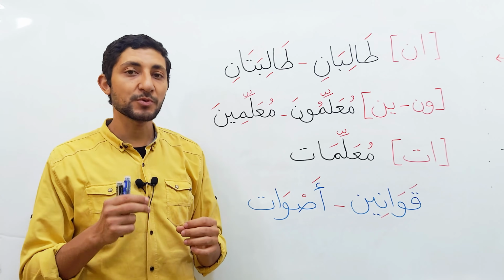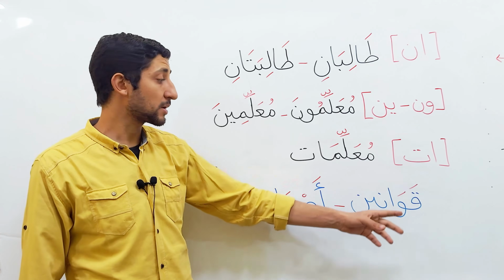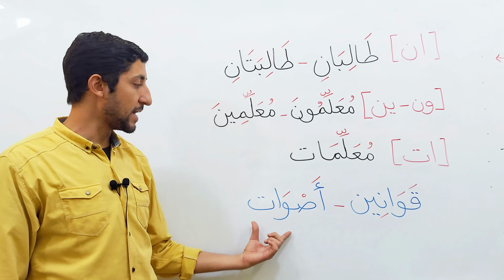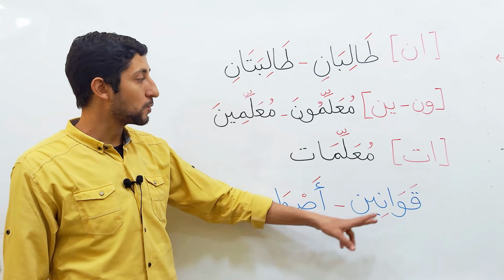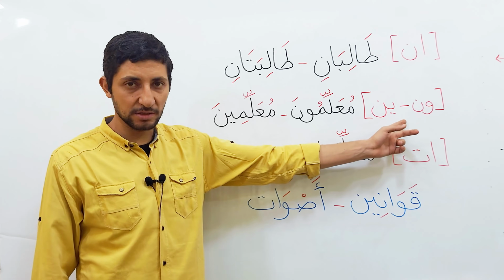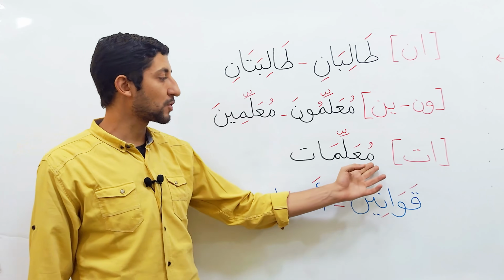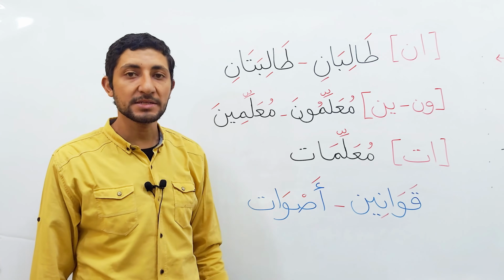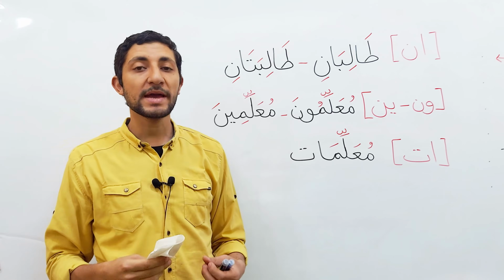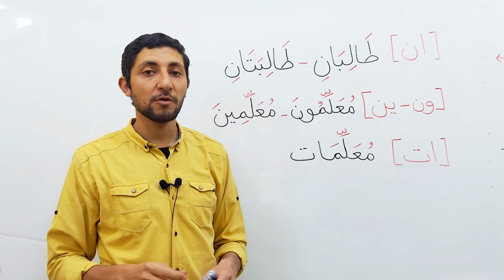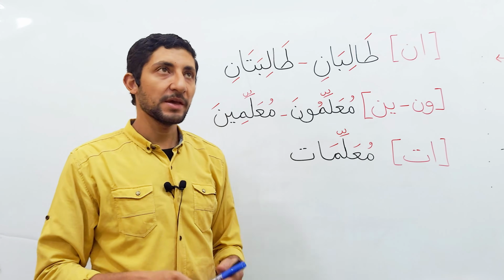And some of the broken plurals end with these 2 suffixes like قوانين and أصوات. As you can see, this word قوانين ends with ya nun, which is the suffix for intact masculine plural, and أصوات ends with alif ta, which is the suffix for intact feminine plural, and yet they are not intact plurals. What about the broken plural? How can we identify the gender of this plural? We can identify the gender using the context.